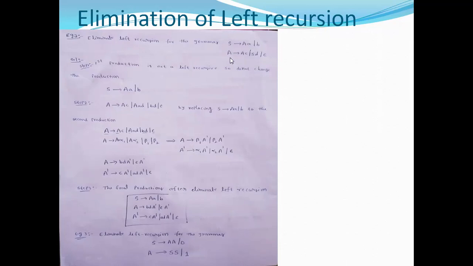So here the LHS is equal to the first leftmost symbol present on the right side. If these two are equal, then this production is said to be a left recursive production. So we have to find the elimination of left recursion. The first production is not left recursive, so do not change it. So S is production with capital A, small a, or B. And the second one, A is production with A c, S d, epsilon. So that is the production.